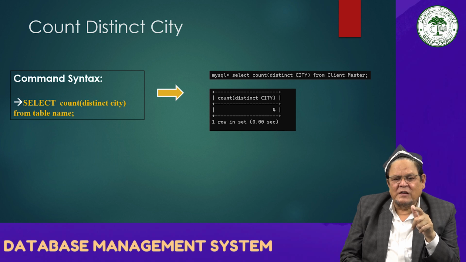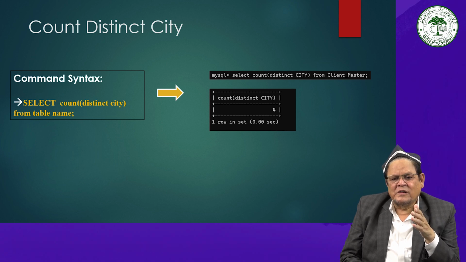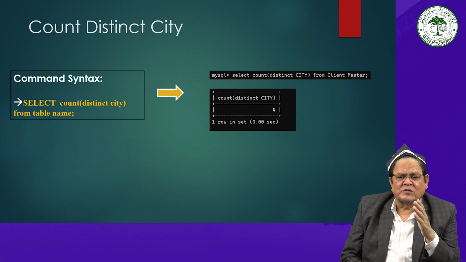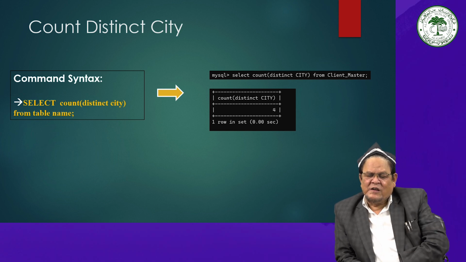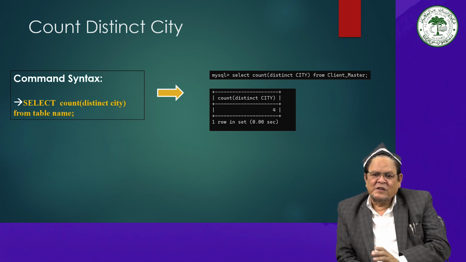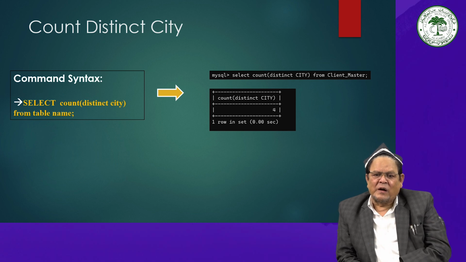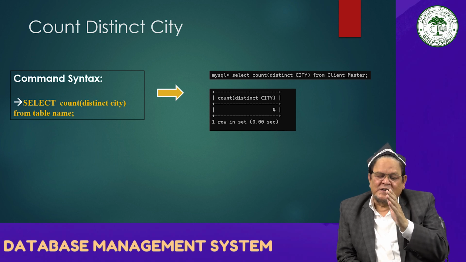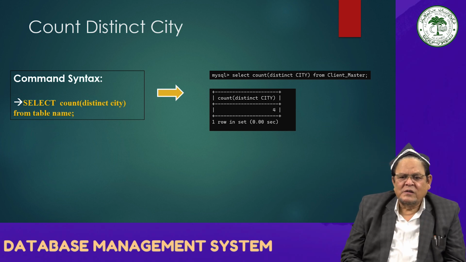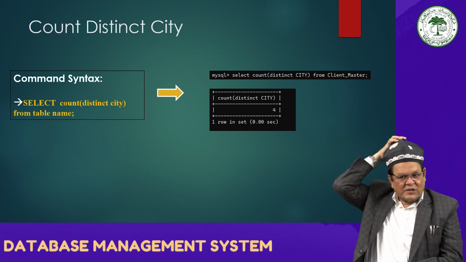In the previous example, there are 6 records of city. But here when you write select count distinct city, it will display only distinct cities. It will remove the redundant city, because Bombay comes 3 times, whatever 2 times. It will remove the redundancy and only show the distinct cities. In this database, only 4 records are distinct cities.